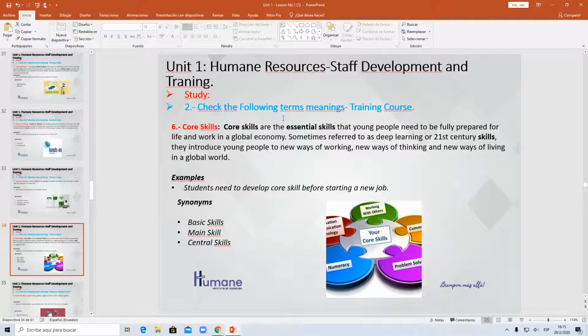Core skills. When talking about core skills, these are the essential skills that young people need to be fully prepared for life and work in the global economy. Sometimes referred to as deep learning or twenty-first century skills. They introduce young people to new ways of working, new ways of thinking, and new ways of living in a global world. An example of a sentence that uses this: students need to develop core skills before starting a new job. Core skills could be working with others, communication, problem solving, numeracy, technology, and so on. Even the management of language could be related as a core skill. You can say synonyms for these like basic skills, main skills, and central skills.